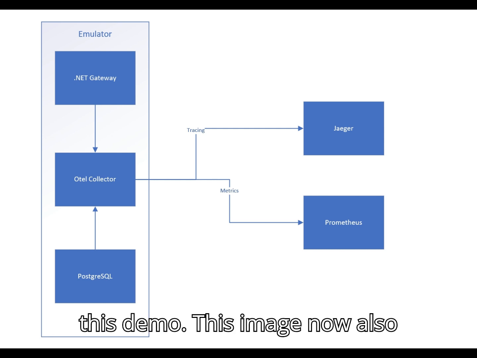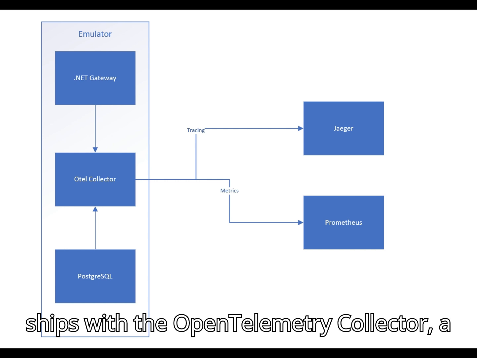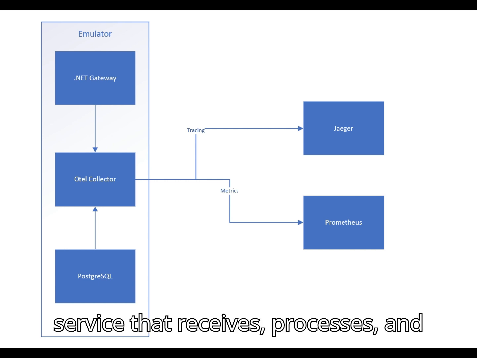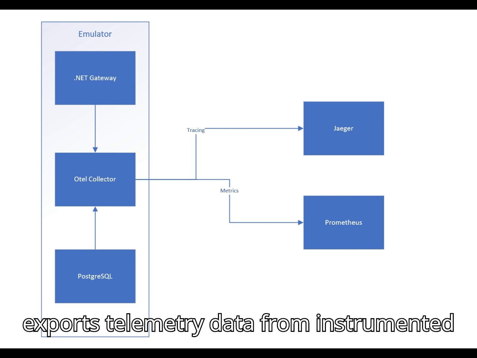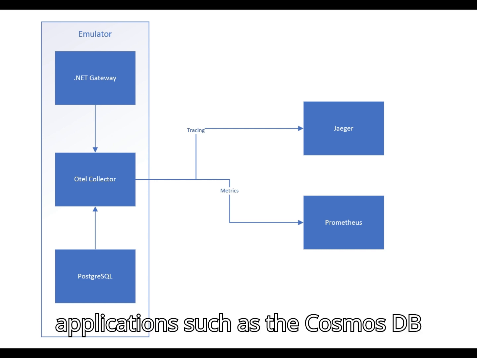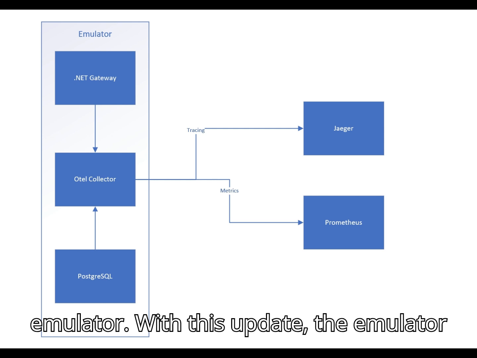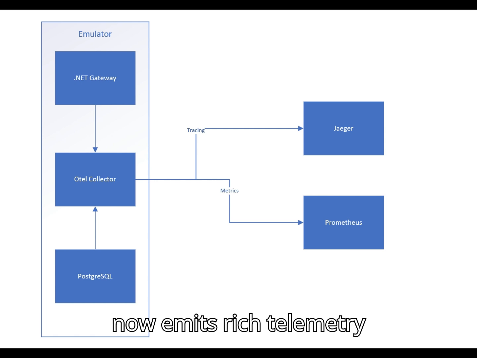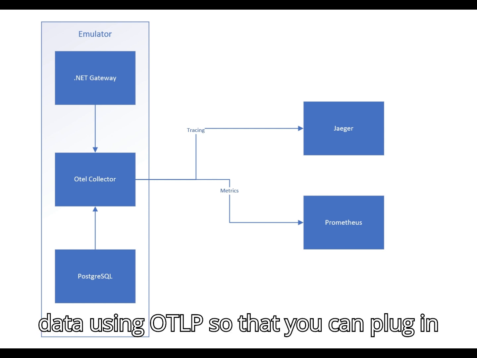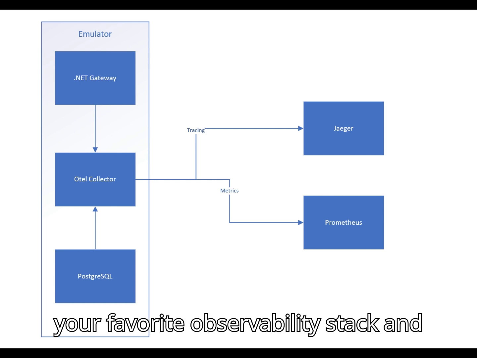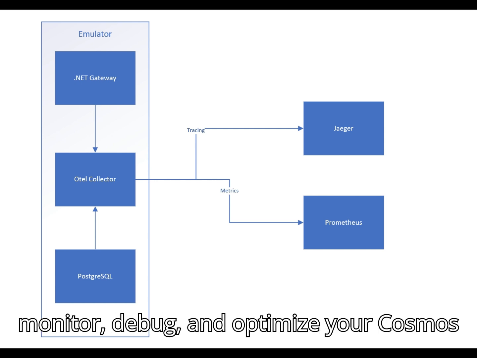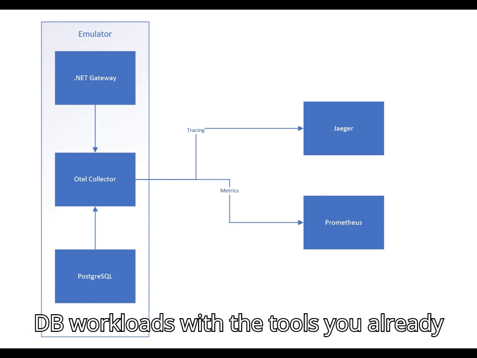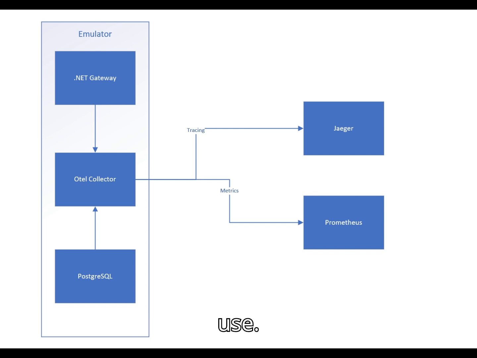This image now also ships with the OpenTelemetry collector, a service that receives, processes, and exports telemetry data from instrumented applications such as the Cosmos DB emulator. With this update, the emulator now emits rich telemetry data using OTLP so that you can plug in your favorite observability stack and monitor, debug, and optimize your Cosmos DB workloads with the tools you already use.